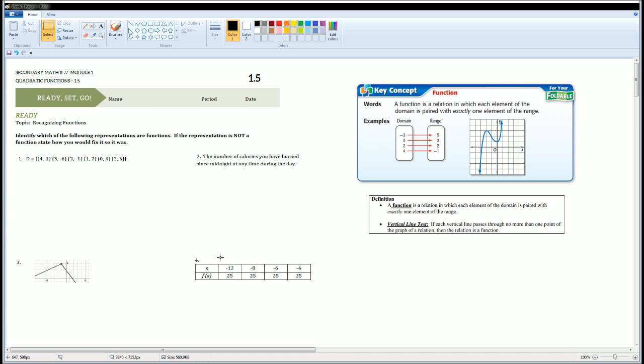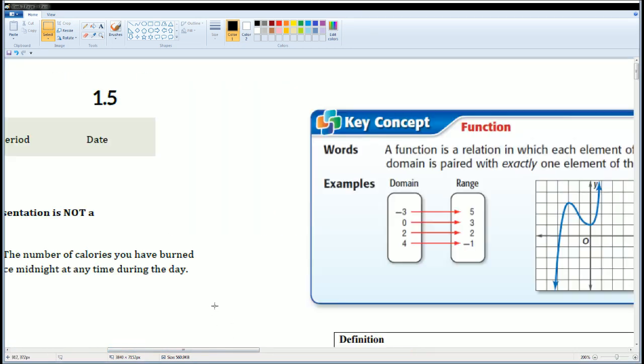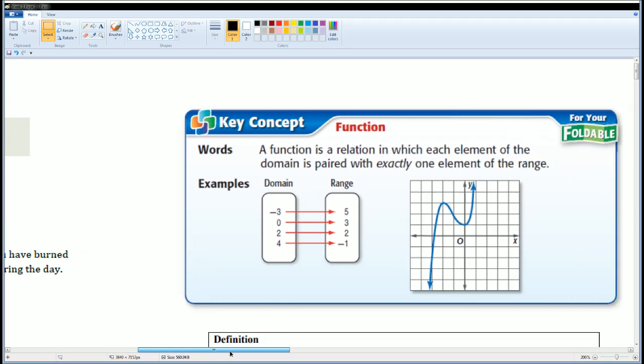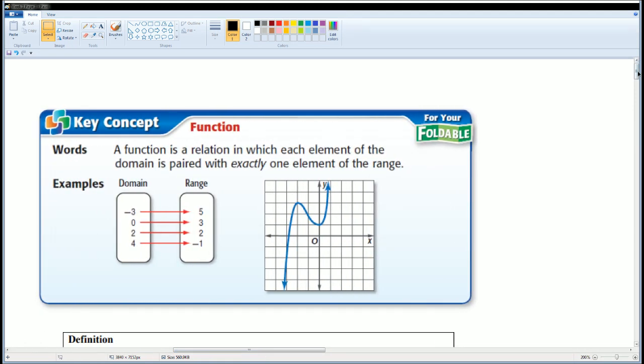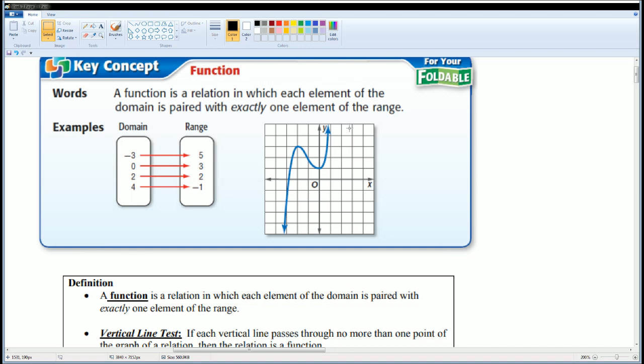This is page 3. Okay, so before we do this, let's go over some notes on what a function is. In words, a function is a relation, which pairs things, in which each element of the domain is paired with exactly one element in the range. If you don't like the word domain, you can write x right here, by all means. Okay, is paired with exactly one element in the range.